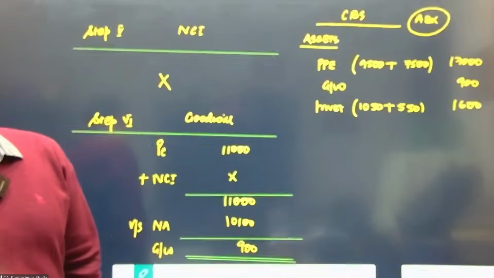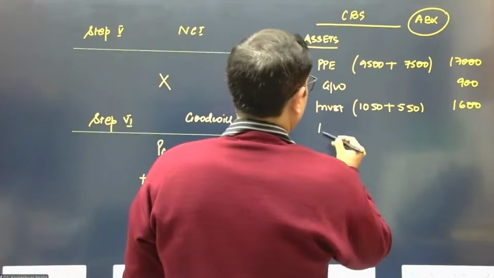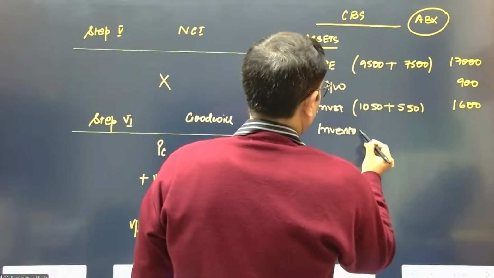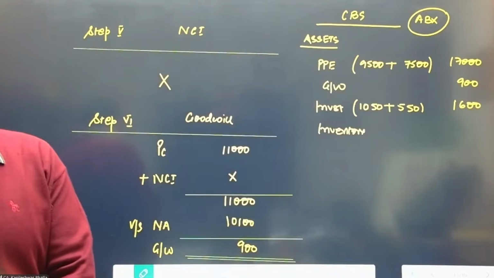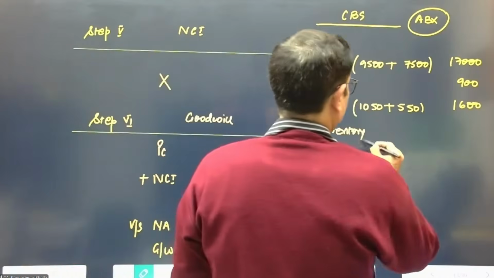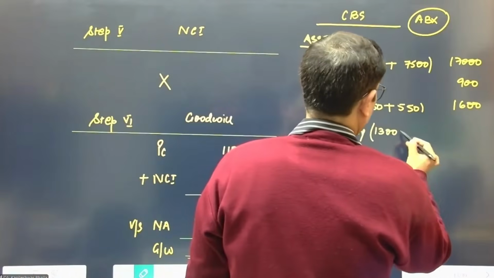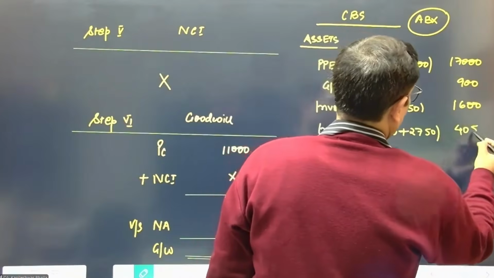And that's it on the non-current assets. Then I think we can take the current assets, inventory. Inventory, we are given a fair value. That's 1300 and it is 2750. Fair value is 1300 and this is 2750. So it comes to 4050.